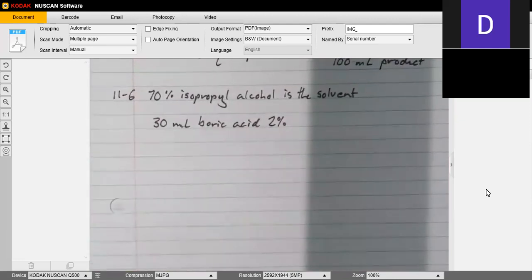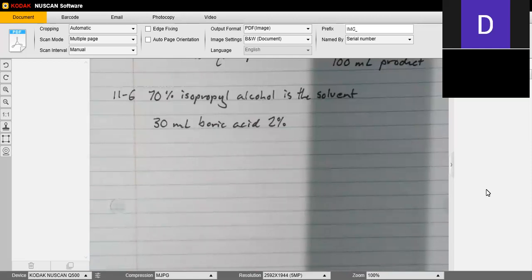Now, let's get started with our first practice problem. We have one, and between you and me, I don't really like how the book describes this problem, so I'm going to do it my way and how I would approach the problem. I didn't write it down, but the question is, determine how much boric acid is needed to prepare 30 milliliters of boric acid 2% in 70% isopropyl alcohol.